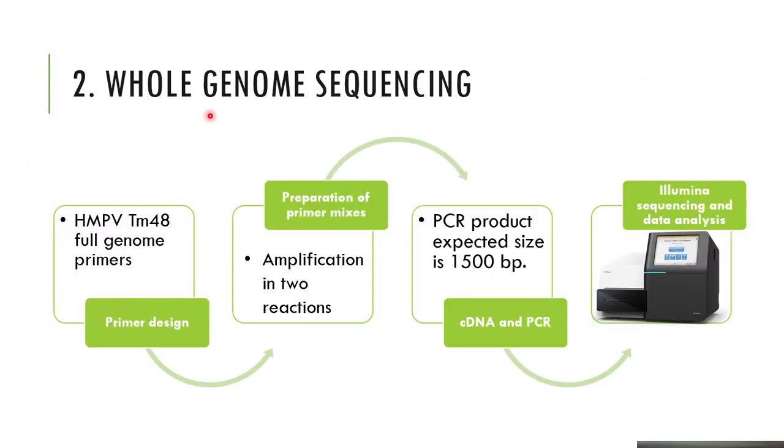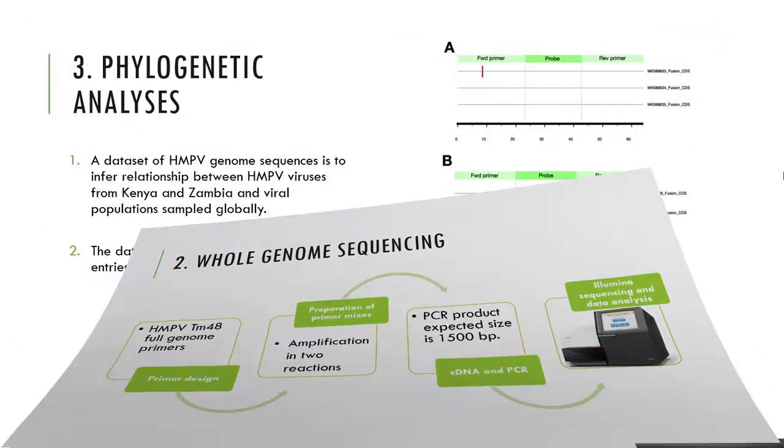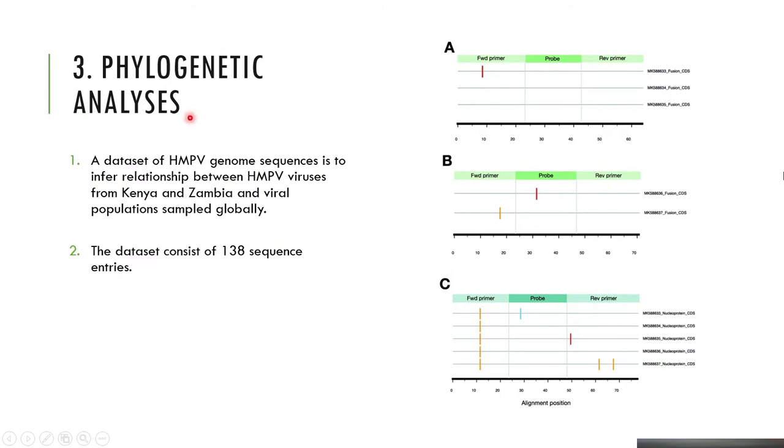The second method is whole genome sequencing. There are 4 steps of whole genome sequencing, which are primer design, preparation of primer mix, cDNA and PCR, and the last step is Illumina sequencing and data analysis. The last method is phylogenetic analysis. This dataset consists of 138 sequence entries.